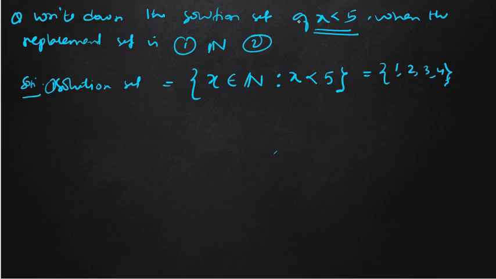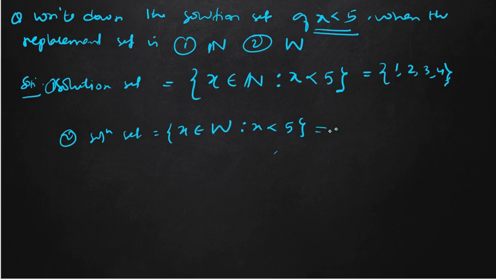And again, if we take the replacement set to be whole numbers, we know whole numbers start from 0. So our solution set will be x belongs to whole numbers such that x is less than 5. We have to write all the whole numbers which are less than 5. So this will be 0, 1, 2, 3 and 4, because whole numbers start from 0.